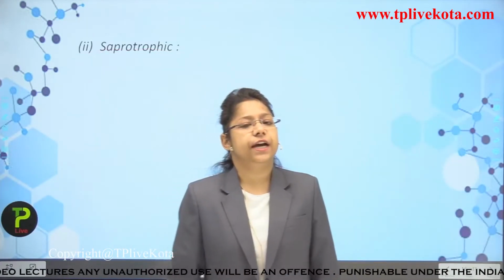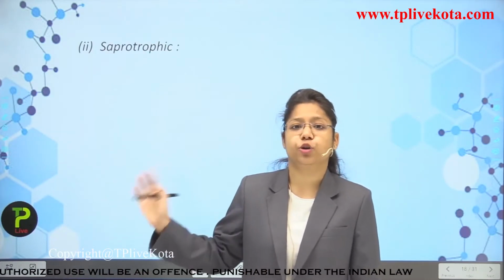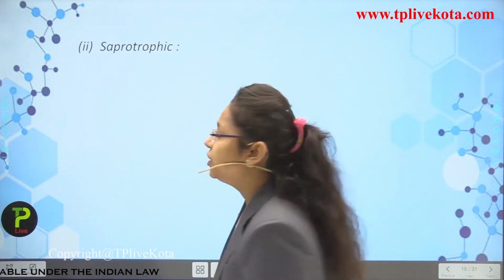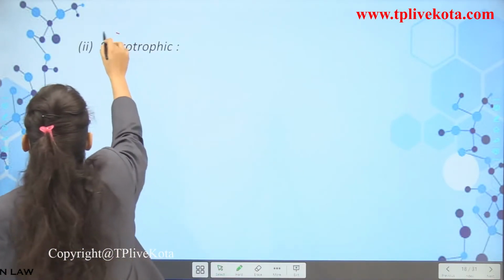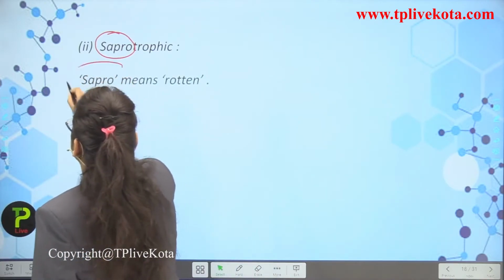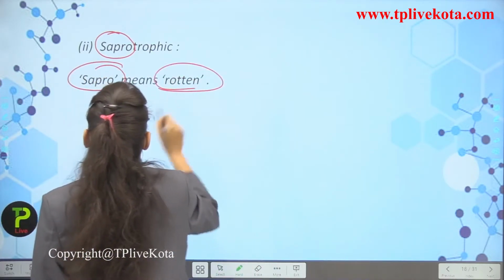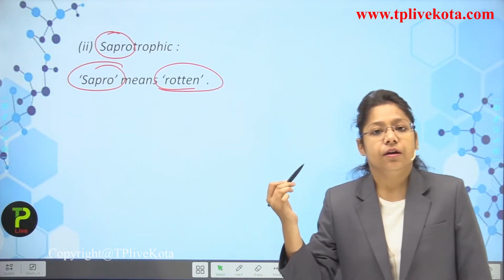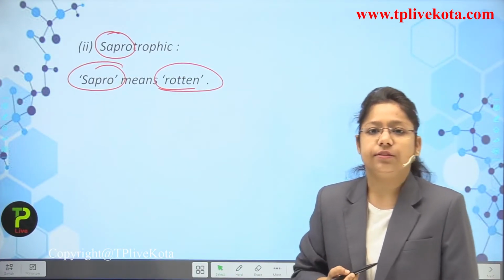Now, students, we are going to talk about the saprotrophic mode of nutrition. Now, in the saprotrophic mode of nutrition, we are just going to talk about the sapro word. So, first you have to think about what sapro means. Sapro means rotten. Okay, now rotten means what? Anything which has been fouled. Okay, it is known as rotten.